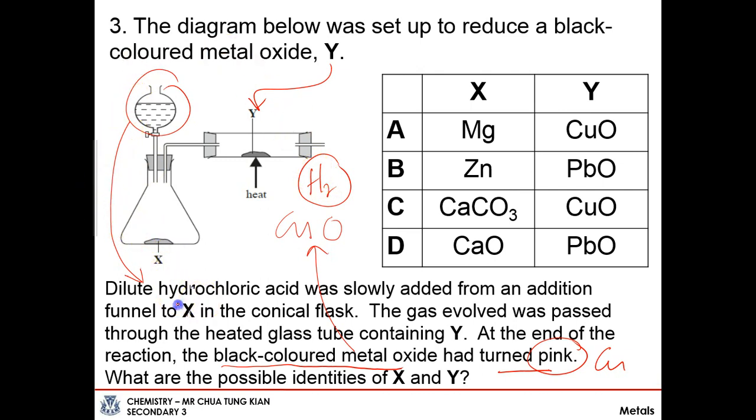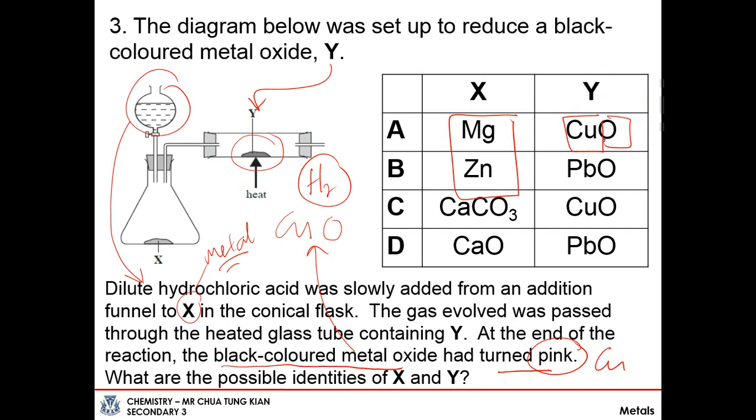X must be a metal. So looking through this list of options here, we have Mg and Zn. So these two are metals. They react with the acid to give you hydrogen gas. And hydrogen gas will reduce the metal oxide here to give you the metal. And because it is a black colored metal oxide turning pink, we can conclude that it is copper oxide.